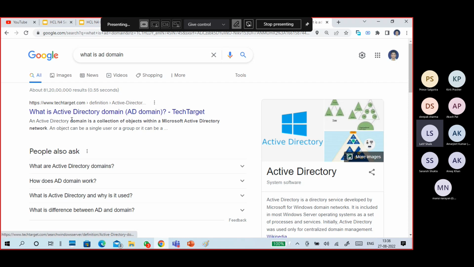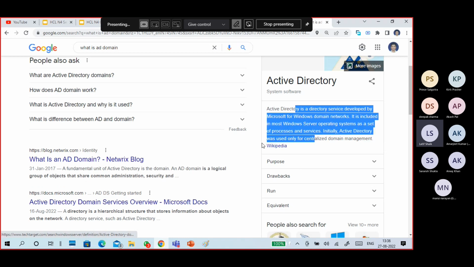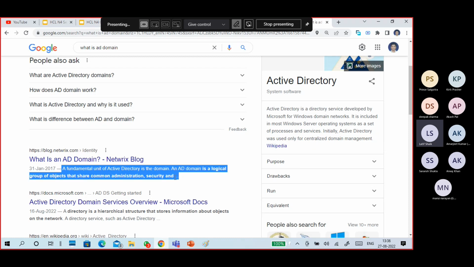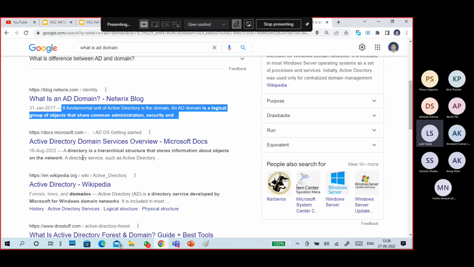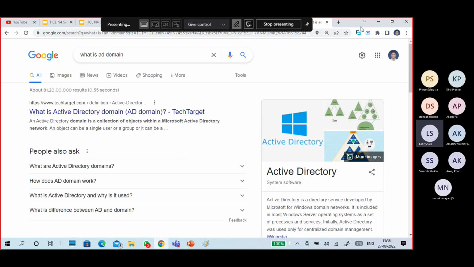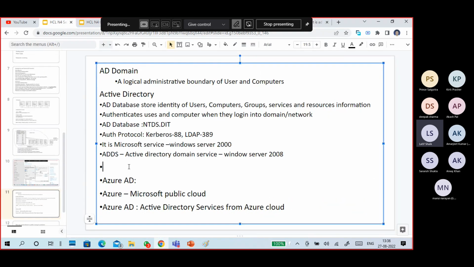See, it is given as, an Active Directory domain is a collection of objects in a Microsoft Active Directory network, a single user group, never like that it is given. When you are searching for a domain, you can go with the Active Directory domain. So it is given, at least as what we discussed, a directory hierarchical structure that stores information about objects on the network. But what is an object? User is an object, computer is an object, group is an object, like that.